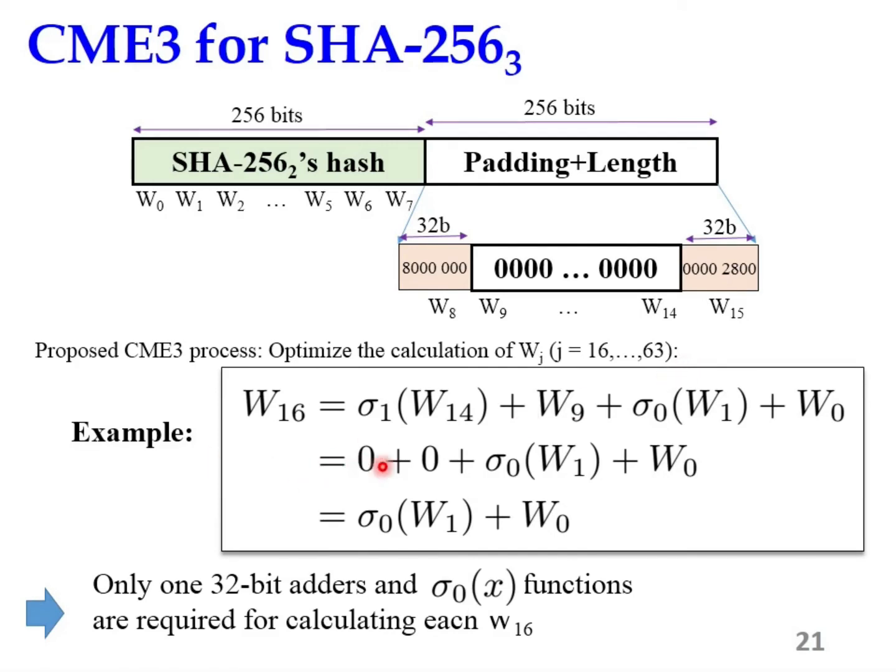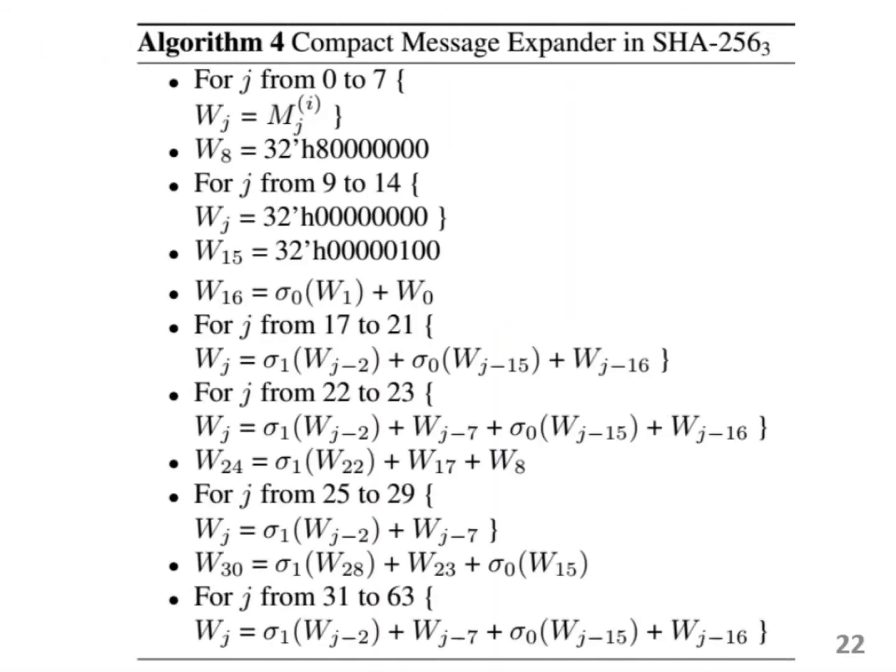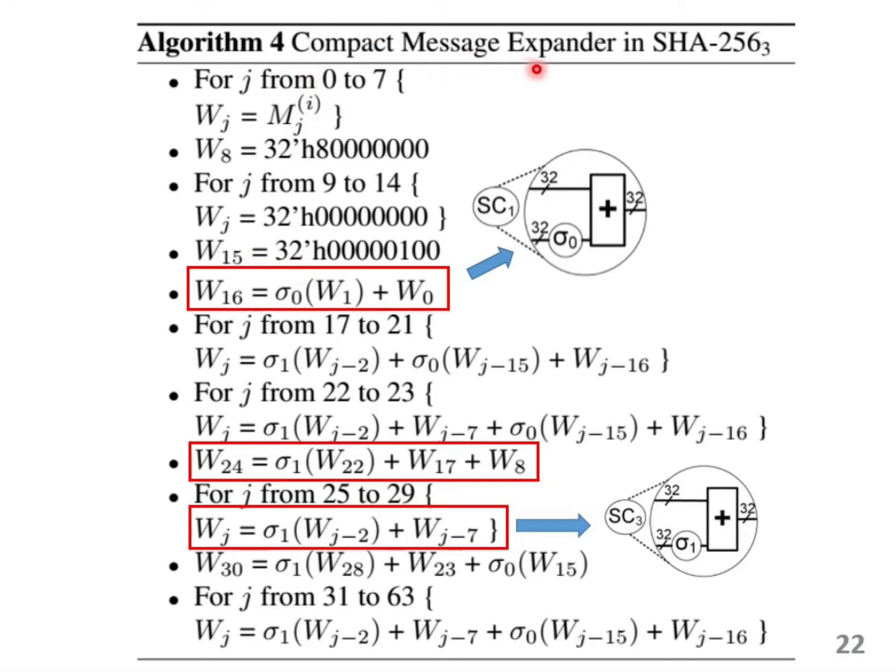For example, at the computation of round 16, we also remove the sigma 1 of W14 and W9 because W14 and W9 equal 0. So after analyzing the remaining rounds, the result is shown in this figure, also similar to the Compact MessageExpander for SHA-256 State 2. Short circuit computations are also proposed based on the algorithm of Compact MessageExpander SHA-256 State 3.